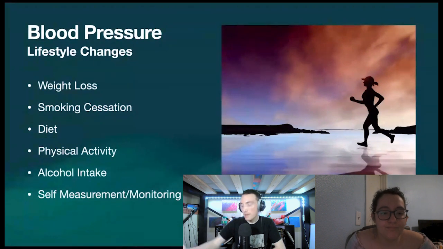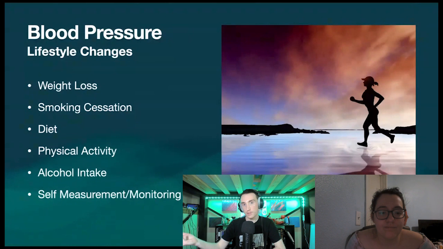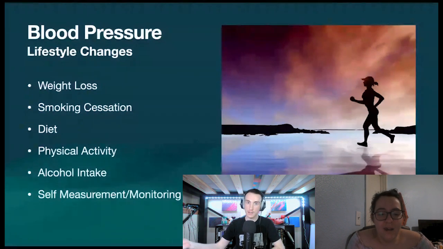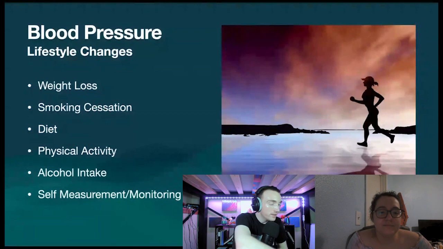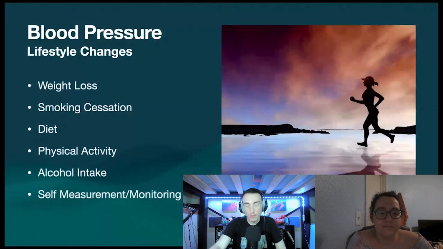And then, obviously, other treatment, if your blood pressure is high, there can be medications that you can take as well, but you'll have to work with your doctor on managing blood pressure with medications. So, that was what I had for blood pressure.